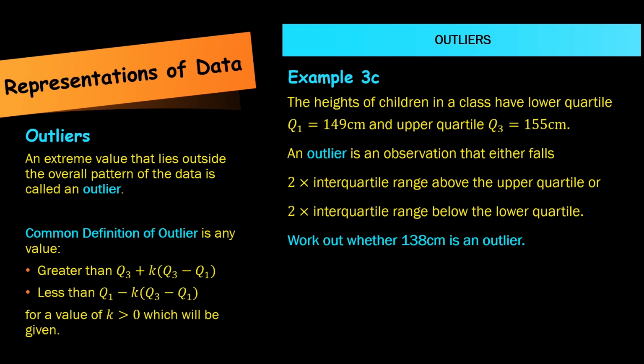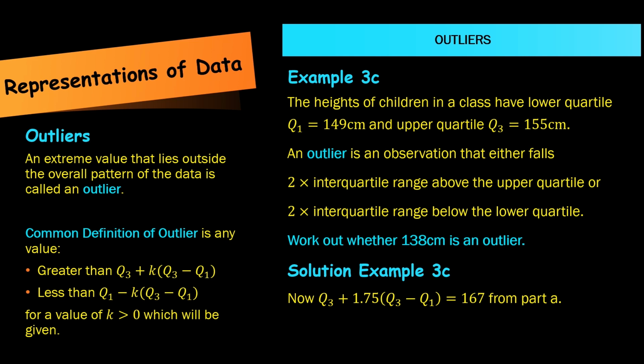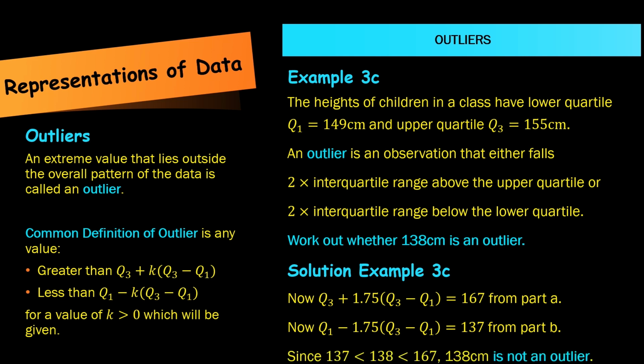And now for part C. Work out whether 138 centimeters is an outlier. So let's solve this. We have 167 as the upper critical value from part A, and 137 the lower critical value from part B. And therefore, since 138 is in between these two values, we can conclude that 138 centimeters is not an outlier.